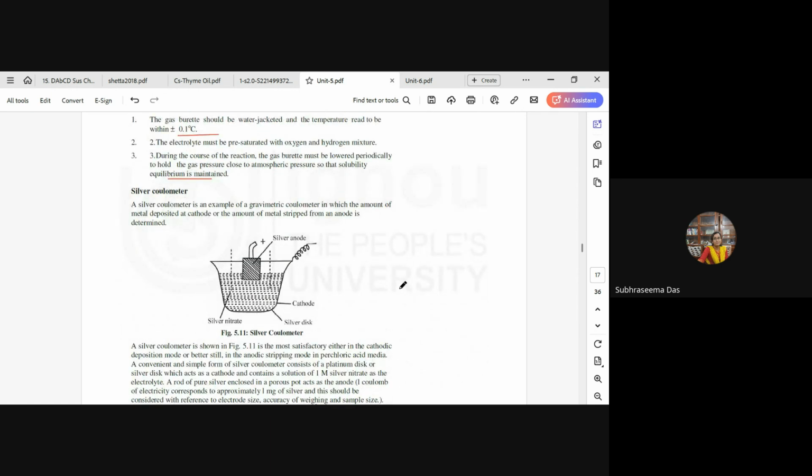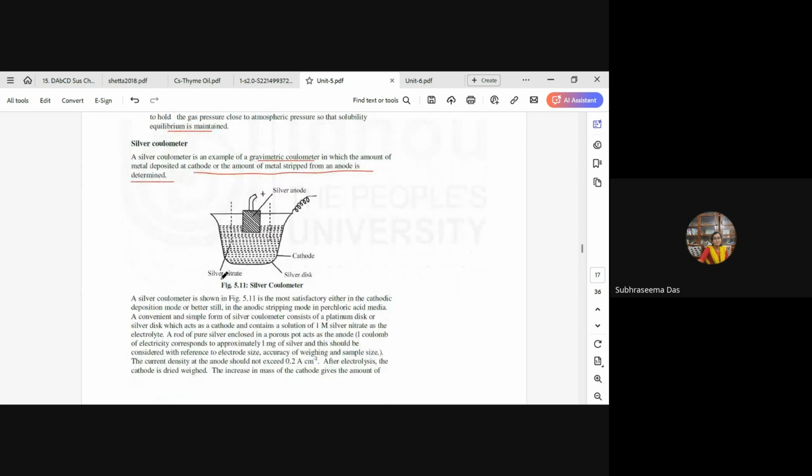Now coming to the second type of coulometer, that is the silver coulometer. It is an example of a gravimetric coulometer in which the amount of metal that is deposited at the cathode or the amount of metal stripped from an anode is determined. Here in figure 5.11 we see the schematic diagram of a silver coulometer. It consists of a platinum disc or a silver disc which acts as the cathode, and it contains 1 molar silver nitrate.